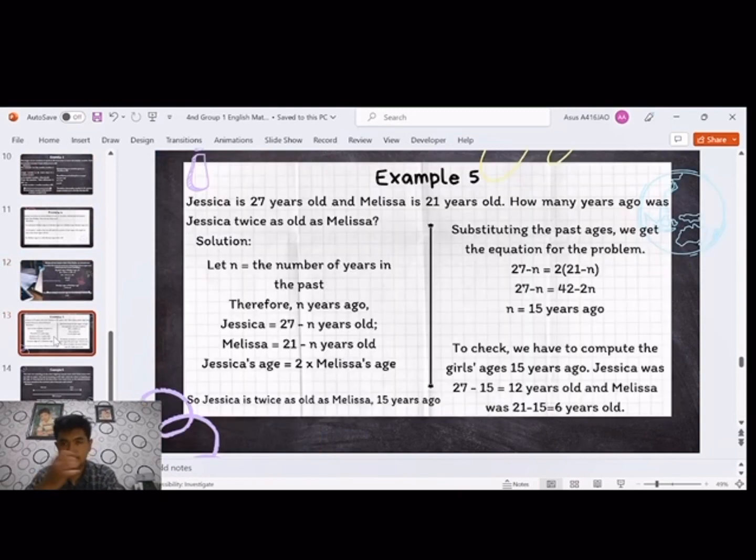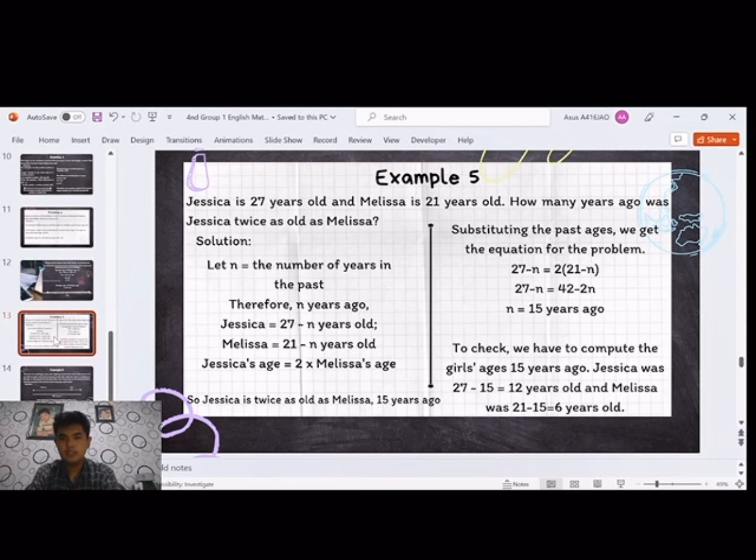So next is example 5. Jessica is 27 years old and Melissa is 21 years old. How many years ago was Jessica twice as old as Melissa? The solution is, let n equal the number of years in the past. Therefore, n years ago, Jessica is 27 minus n years old. Melissa is 21 minus n years old.